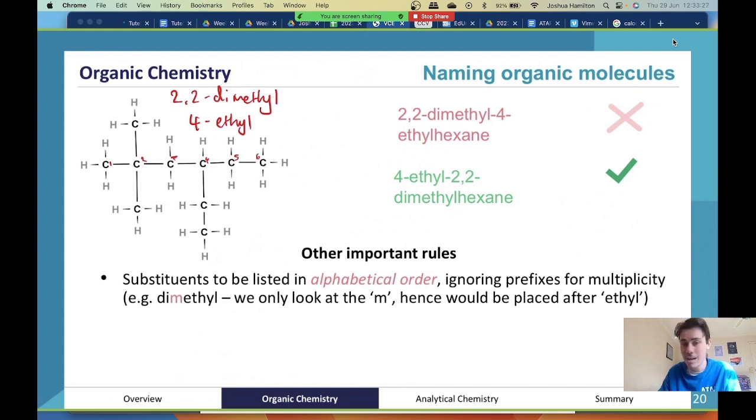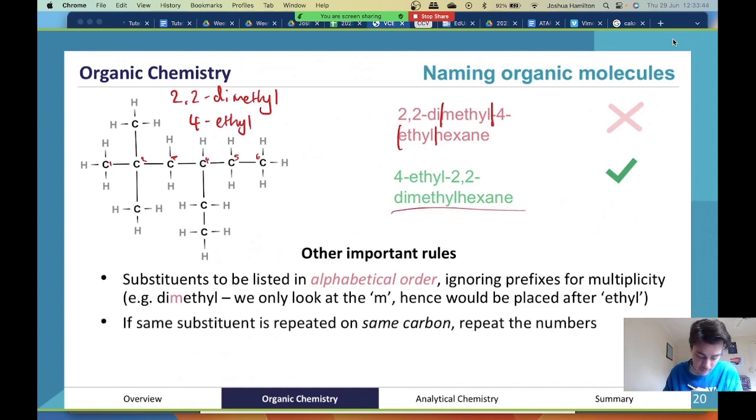Yes, I have di with a D, but we don't count that. We only look at this part here. So this part and this part. Looking at those parts, E is before M, so it needs to go 4-ethyl-2,2-dimethylhexane. If the substituent is repeated on the same carbon, repeat the numbers. So 2,2-dimethyl, not 2-dimethyl.